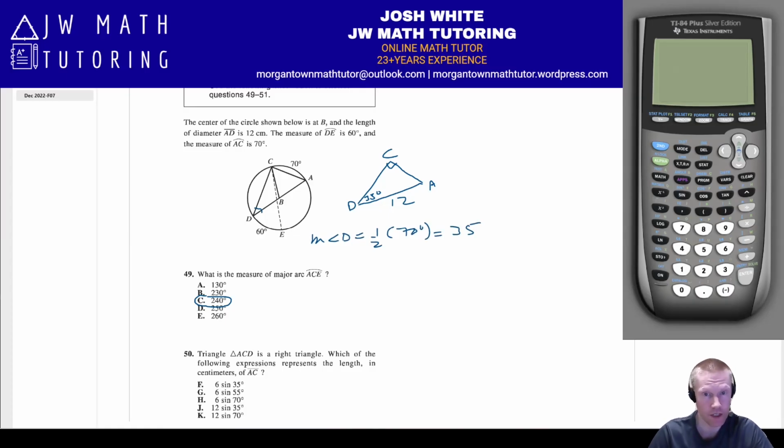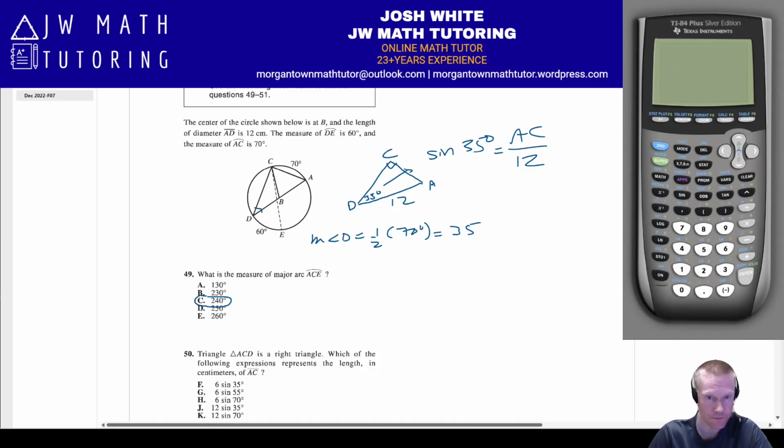So now that you have that, you can easily find the measure of AC in terms of a sine and in terms of a side here, right? Basically, the sine of 35 degrees is going to be equal to its opposite side, which is AC, over the hypotenuse. Hypotenuse right here is AD, the diameter, which is 12. And now you just multiply both sides by 12. So what is AC equal to? It's equal to 12 sine 35 degrees. Correct answer here is going to be letter J.